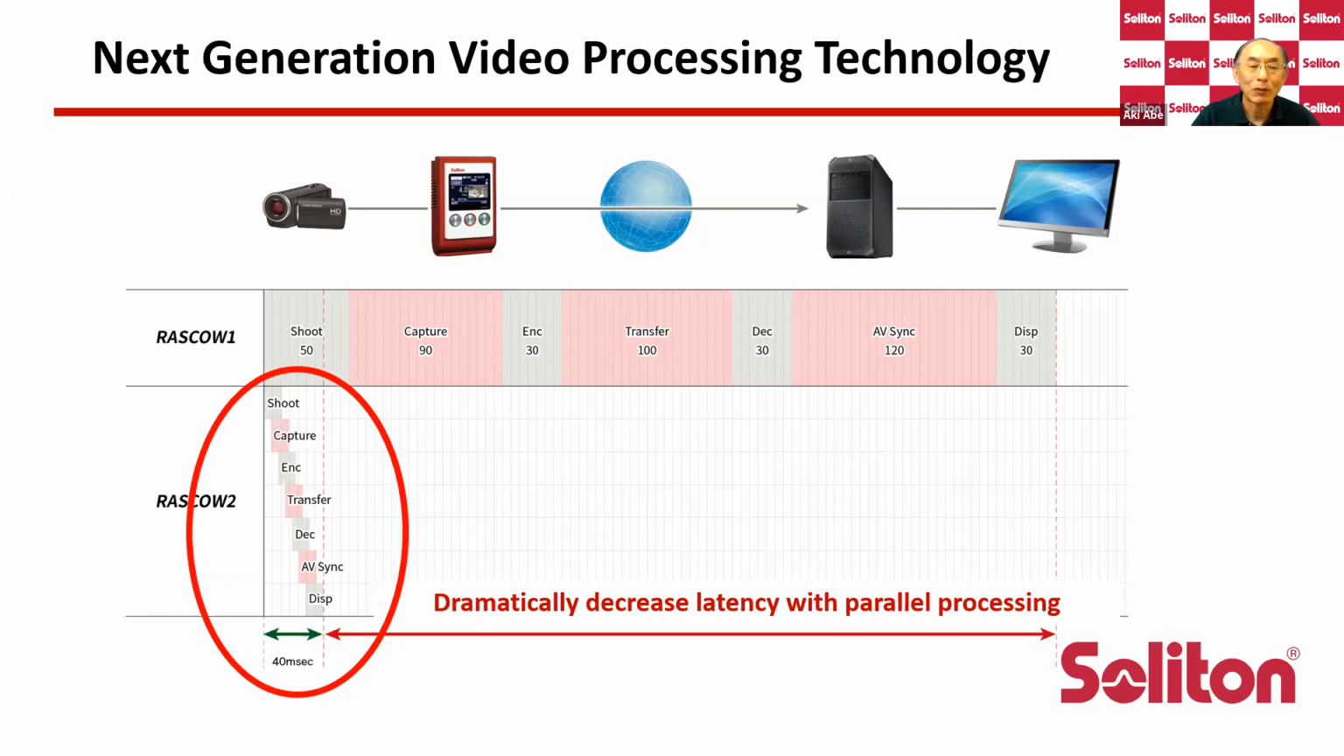So our developer came up with RASCO2. What it does is, for each section, we don't wait until that section is over, but we already pass on to the next section. So it's parallel processing.